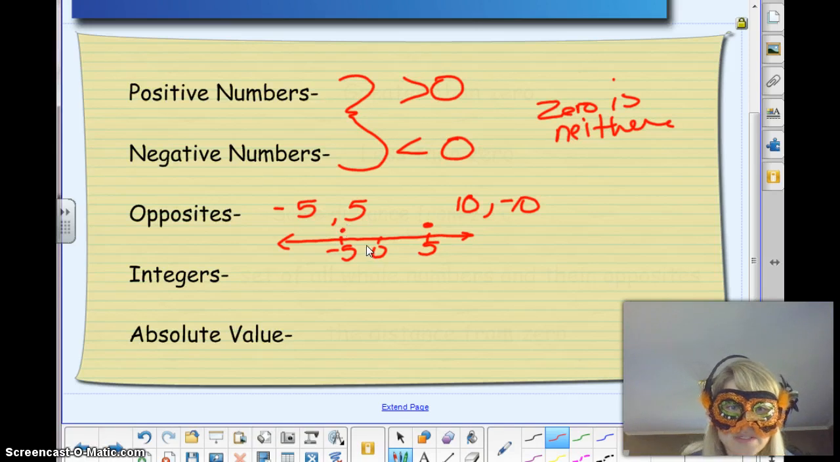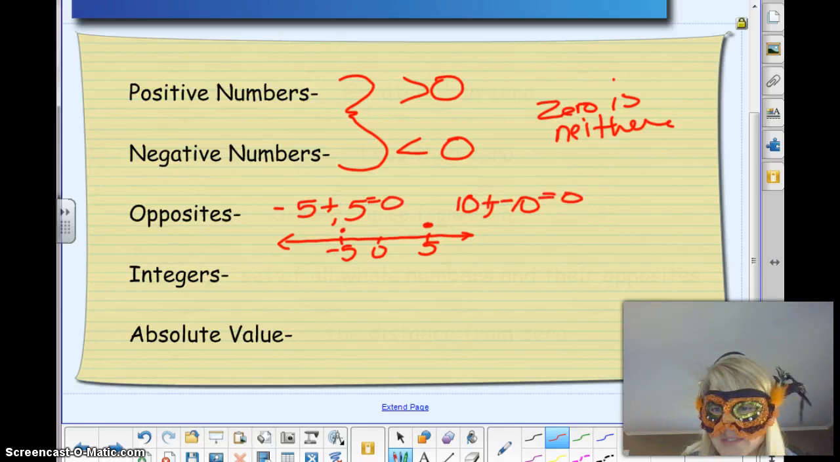So those are opposites. And sometimes those get confused with absolute value. These are not absolute value. These are just opposites of. A lot of times what makes something equal 0, that's essentially what makes something equal 0. If you can add the two together and get no value, then those are opposites.